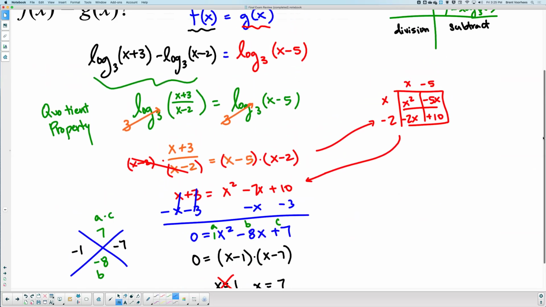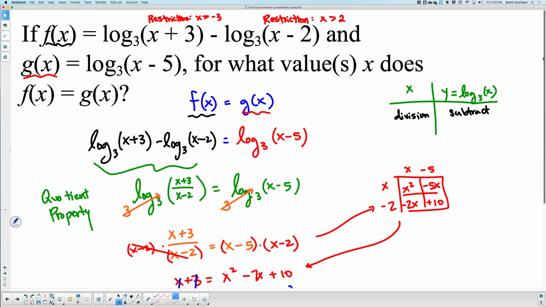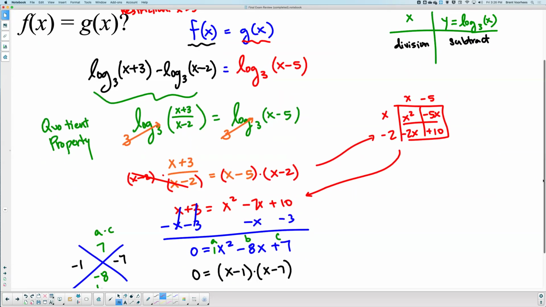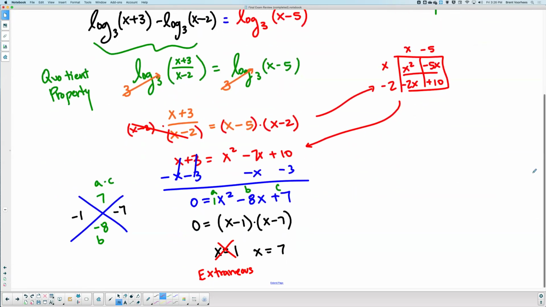And I didn't even check the last one. What's our last restriction? Let me go back up. My restriction on this logarithm is that x actually has to be larger than 5. Otherwise, that logarithm would not be defined. And so all answers must be greater than 5. Therefore, the only good answer here is 7. 7 is our only good answer.